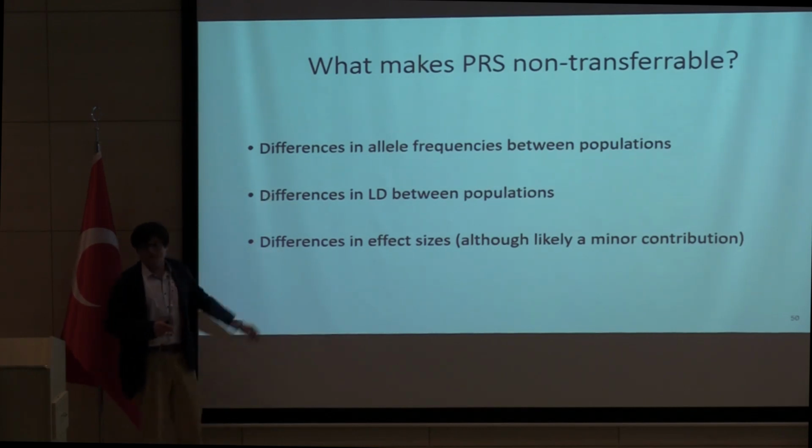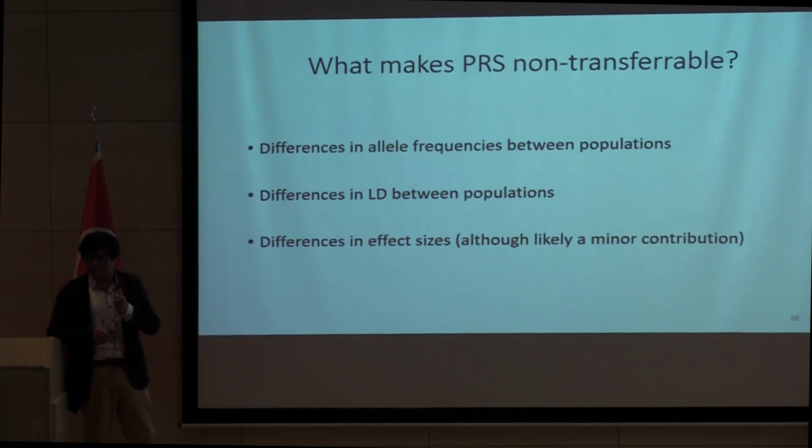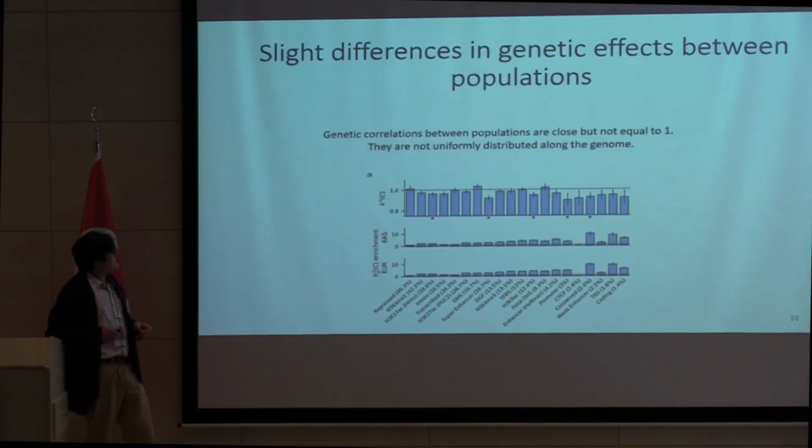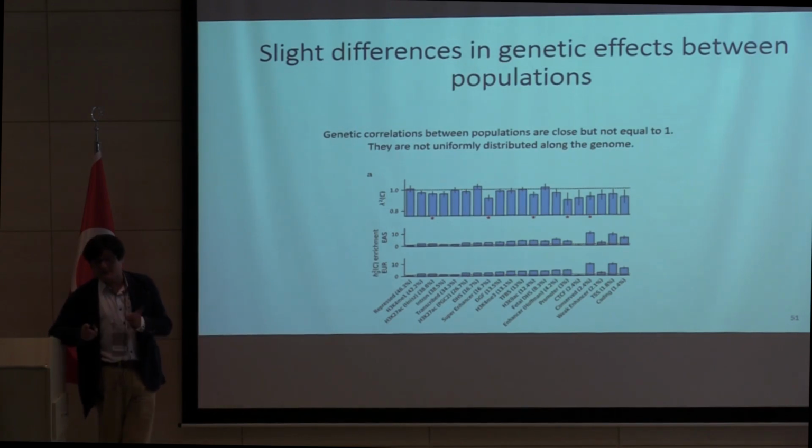The other one, which is probably a minor contribution, is differences in actual effect sizes. I was recently shown data in Africa where people with very similar ancestors live in completely different environments and they have different effect sizes. I was part of this work by Hormozdiari and Alkes Price. We looked at genome-wide association studies between East Asia and the US. You look at primarily a European population and an East Asian population, and genetic effects are highly correlated, but they are not one. They're like 85 to 90%.